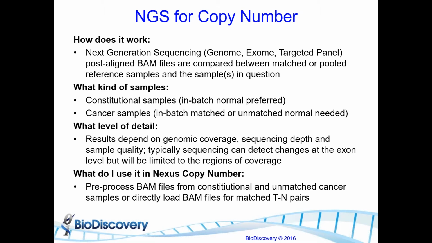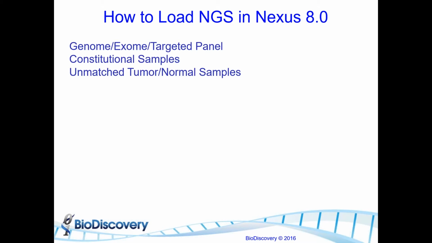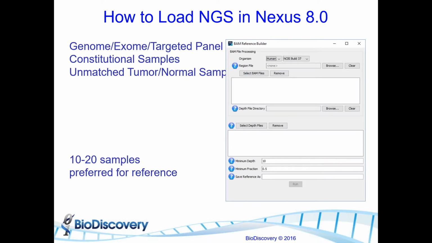And when we load this into Nexus copy number, we have two different methods that we can use. If we have constitutional samples or unmatched cancer samples, we're going to pre-process these files and then load it into Nexus. If we have matched tumor normal pairs, we're able to load the BAM files directly into Nexus. And so to do that, if we have the genome, exome, or targeted panel, and we're looking at either a constitutional sample set or an unmatched tumor normal sample set, we're first going to launch the BAM Reference Builder. This is an app that's located within your Nexus 8.0 installation folder. We're going to be running this before we launch the software.